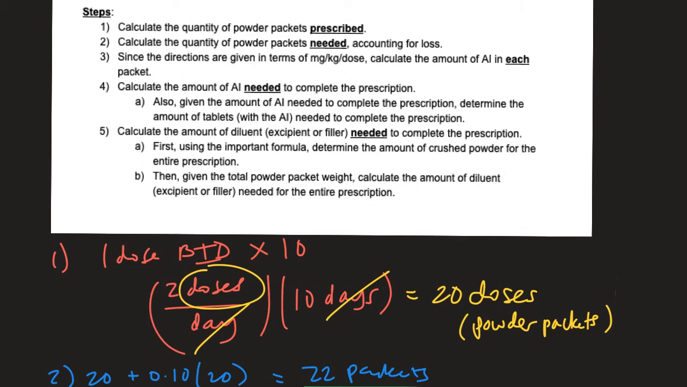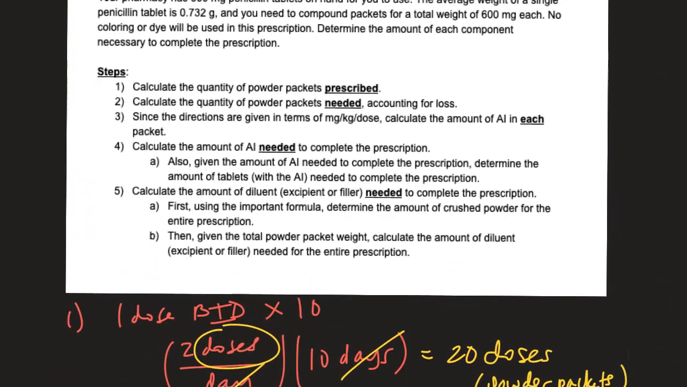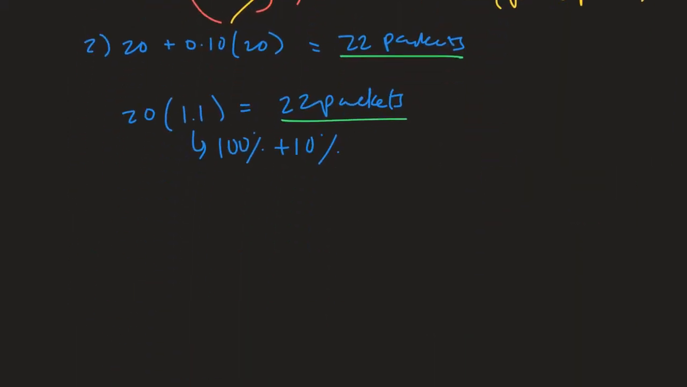So you need to make 22 packets to account for loss. Step 3, since the directions are given in terms of mg per kg per dose, we're going to calculate the amount of AI in each packet. So we know the directions for use are 2.5 mg per kg per dose, and you know the patient weighs 195 pounds.